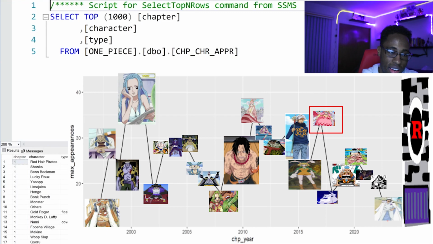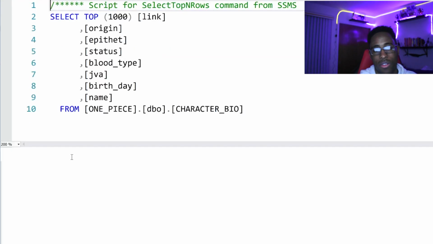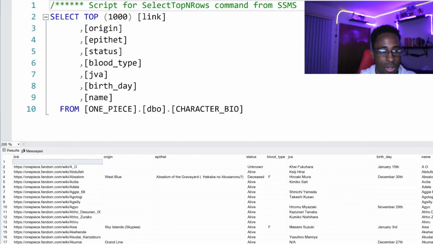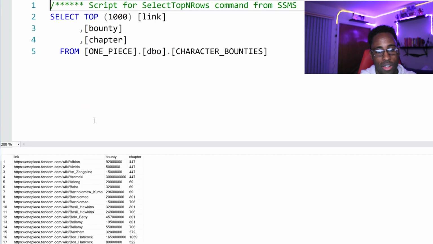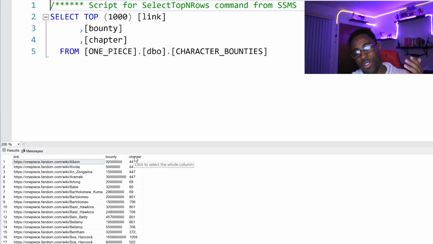And then now, last but not least, of course, we need the One Piece character bounties. As you know, some characters will have multiple bounties, but you'll see in this next step how we'll aggregate that.